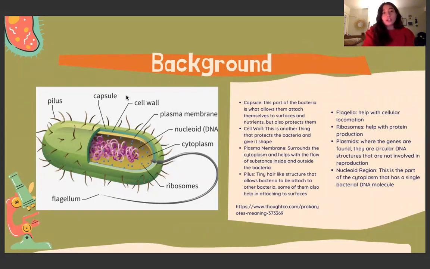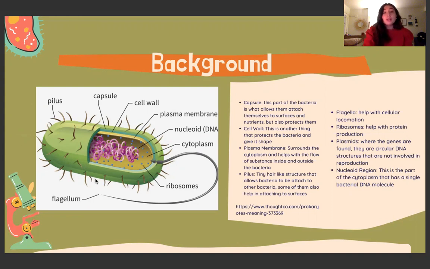So first you have the capsule, which is the part of the bacteria that allows them to attach to surfaces and get nutrients, but also helps in protecting them. You then have the cell wall, which is another thing that provides protection, but it also helps in giving it its shape. You have the plasma membrane that surrounds the cytoplasm and helps with the flow of substances inside and outside the bacteria. You have the pilus, and these are going to be tiny hair-like structures that allow bacteria to attach to other bacteria. Some of them also help in attaching to surfaces.